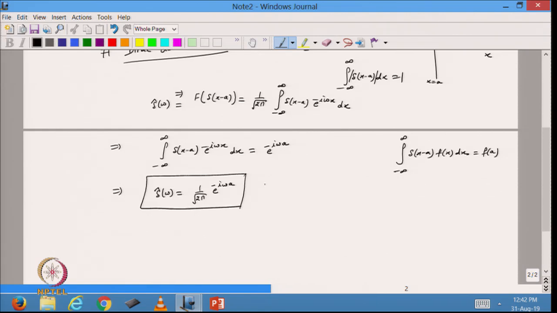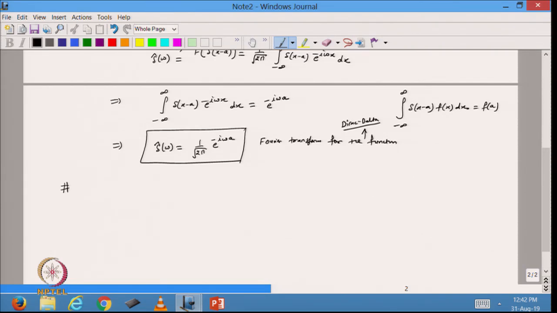So, this is the Fourier transform for the Dirac delta function.